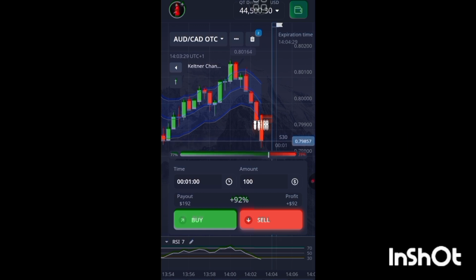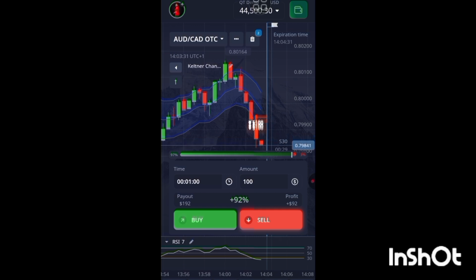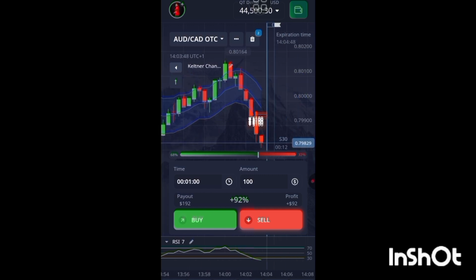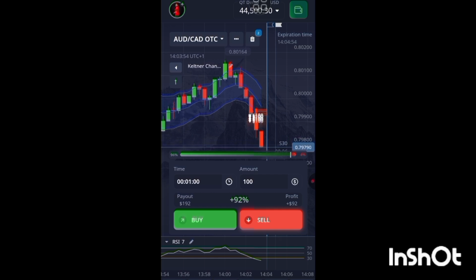And now the reverse is the case. If a green candle closes above the Keltner channel and RSI is above 50, even if possible touching 70, then you take a buy trade. If these two indicators do not give the exact signal, please do not take a trade so you don't lose your money. So let's wait for this trade to finish.